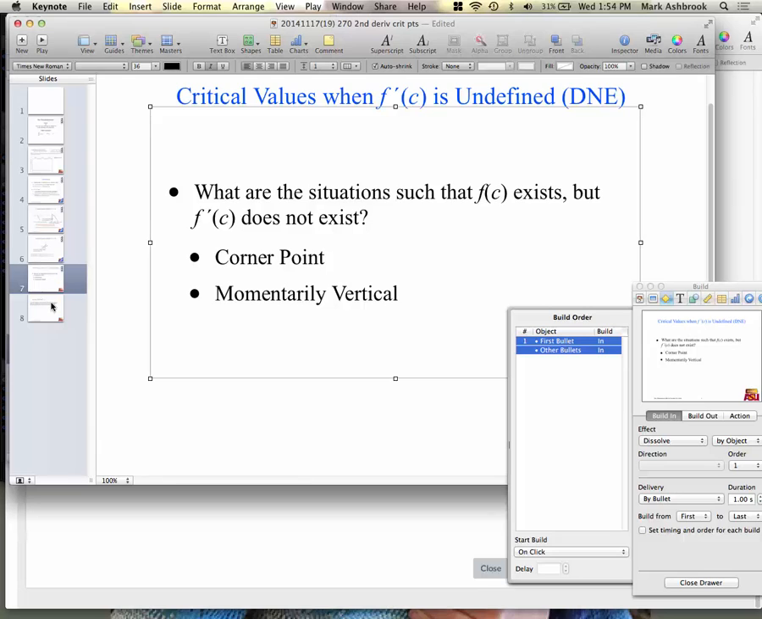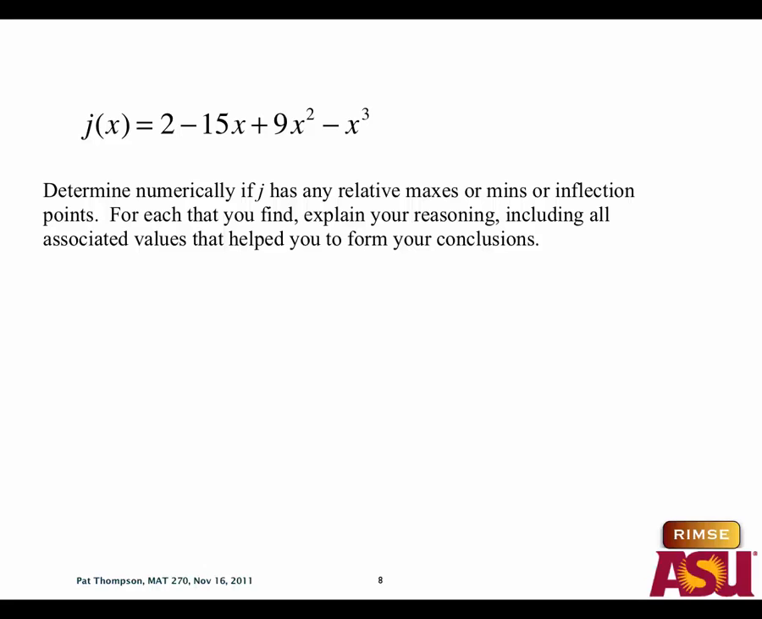So let's kind of put this together with an example here. I have this function j of x. It's an accumulation function. So I'm going to determine numerically if j has any relative maxes or mins or inflection points. We could put this in the graphing calculator and do this all graphically. We could trace on the graph and look for the high points and low points. But we want to practice using the mathematics we're learning. So we're not going to use a graph to determine anything. Rather, we're going to use a numerical analysis, a kind of symbolic treatment of this, in order to make conclusions about whether we have local maxes, local mins, inflection points, etc.